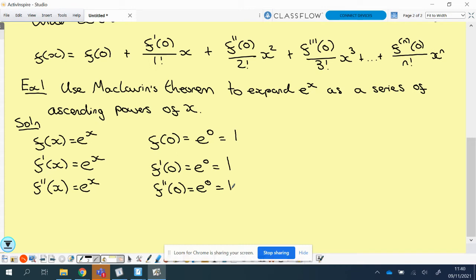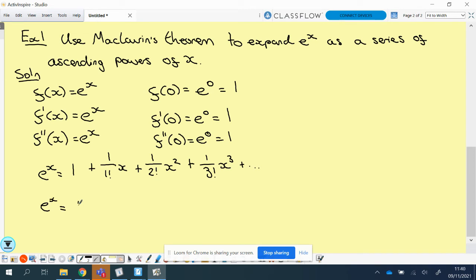So, therefore, I can go straight into MacLaurin's theorem and write down what e to the x is. Using MacLaurin's theorem, it's f of 0, and f of 0 is 1. Then it's f dashed of 0, which is 1, over 1 factorial, so it's 1 over 1 factorial x. Then the second derivative is 1 as well, over 2 factorial x squared. Then it'll be 1 over 3 factorial x cubed plus, and so on. It would go on forever.